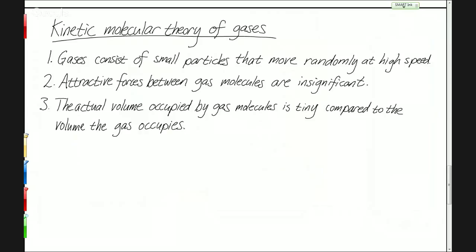So what that means is we don't have to think about the volume of the particles themselves, which is why the volume of a gas can change with something like pressure. You can't change the volume of liquid with pressure.